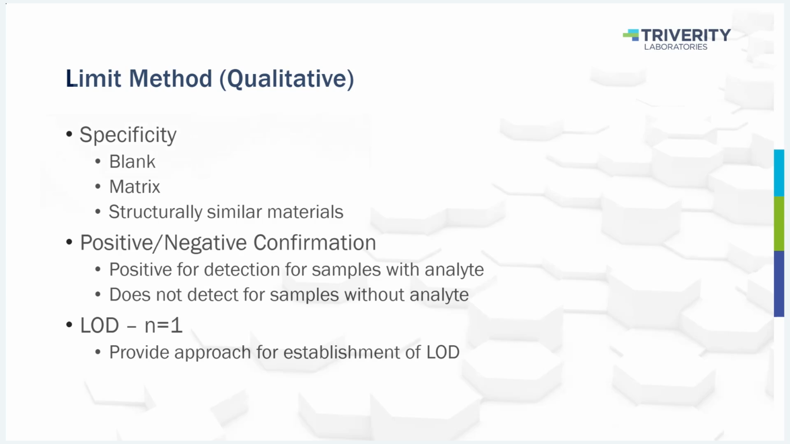And then you want to establish your LOD. And this is where I mentioned earlier that there was a difference between the USP and the ICH. One of them requires LOD determination for limit methods. The other one doesn't. I say determine your LOD. I think that is important. If you're saying it's non-detect, you better know at what level you can detect.